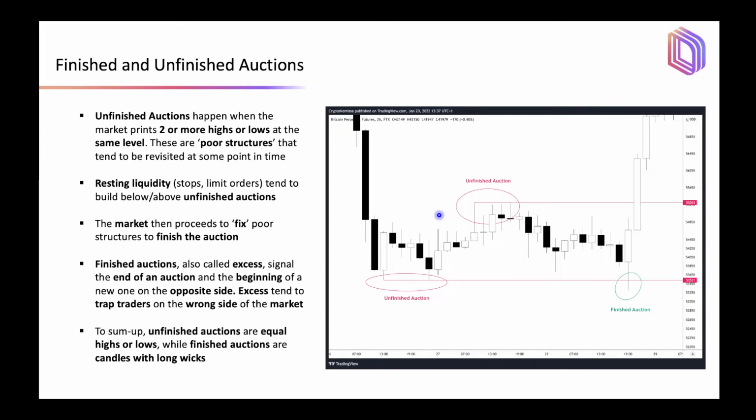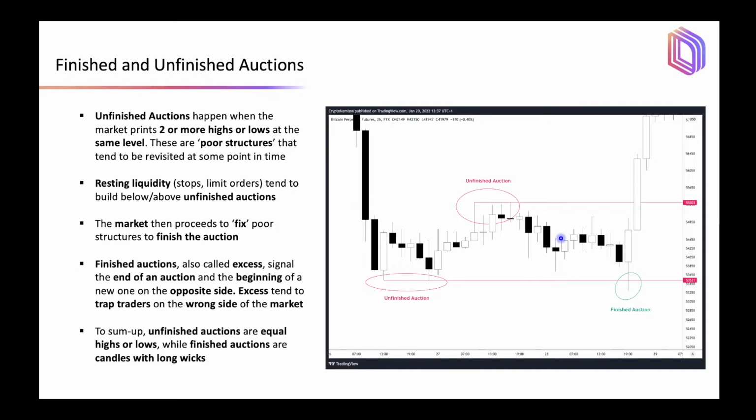What that means is that multiple participants were trading at that level, which means that the auction is unfinished. And so the market will typically proceed to fix this inefficiency to terminate the auction. Here we have an unfinished auction on the top and an unfinished auction on the bottom.